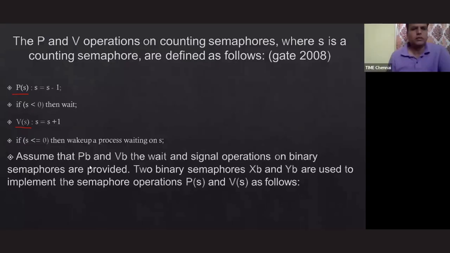So assume that PB and VB, the wait and signal operations on binary semaphore, are provided. Two binary semaphores XB and YB are used to implement the semaphore operations P of S and V of S as follows. Okay, we'll see this one. Let's see what is the meaning of this one.